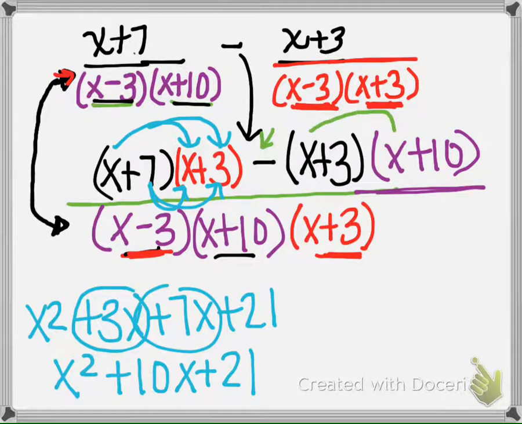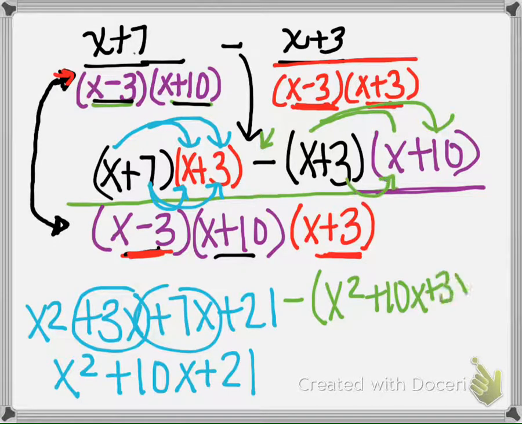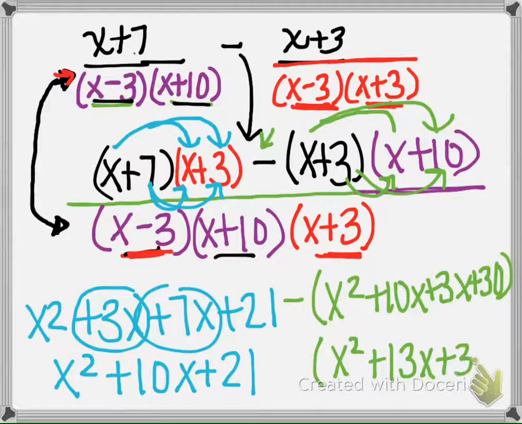So I'm going to do x times x is x squared, x times 10 is 10x, 3 times x is 3x, and 3 times 10 is 30. So I get x squared plus 13x plus 30. Now that I waited till the end, I need to distribute this negative to everything. And it's just going to make everything the opposite signs.